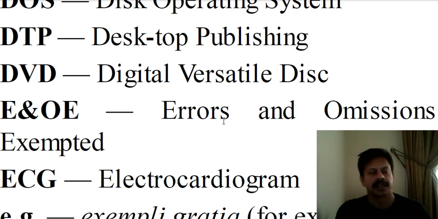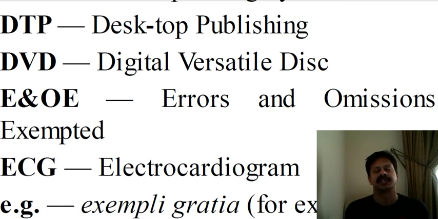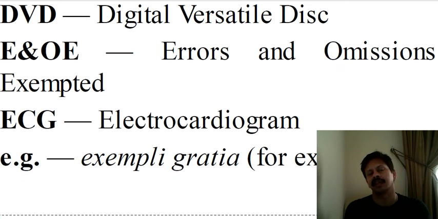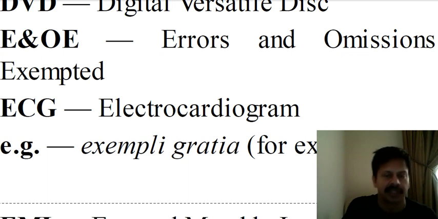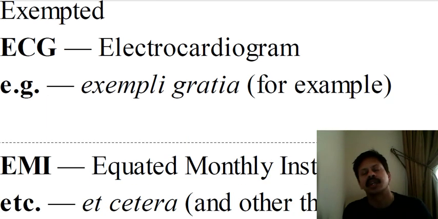Abbreviations, smart learning. E&OE, errors and omissions. You will see E&OE written below any invoice or any billing. Errors and omissions exempted means it is possible that there is an error in the invoice and a revision will be given. ECG, an important word, electrocardiogram.